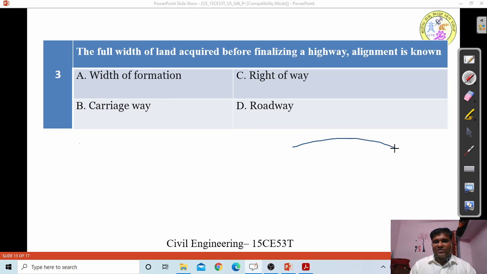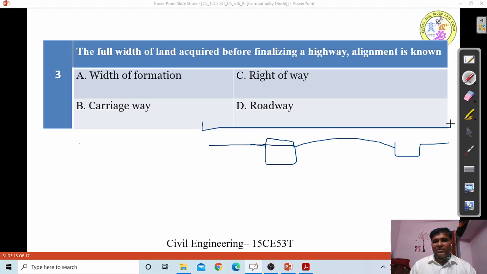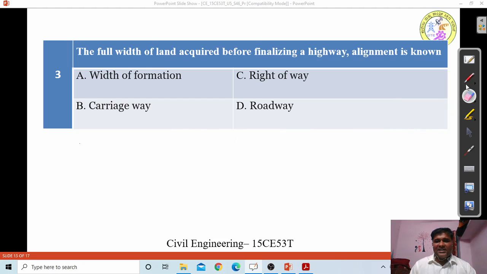The road consists of the carriageway, and there will be a footpath, and underground there will be a drain. There will also be a service road, and the same arrangement will be on the other side. So this is the total width of the road. What is this called? The right answer is C, right of way, which is the total land width that will be acquired.